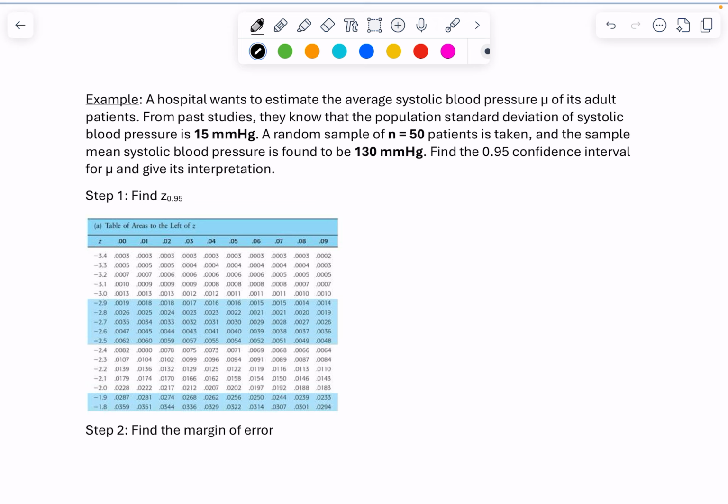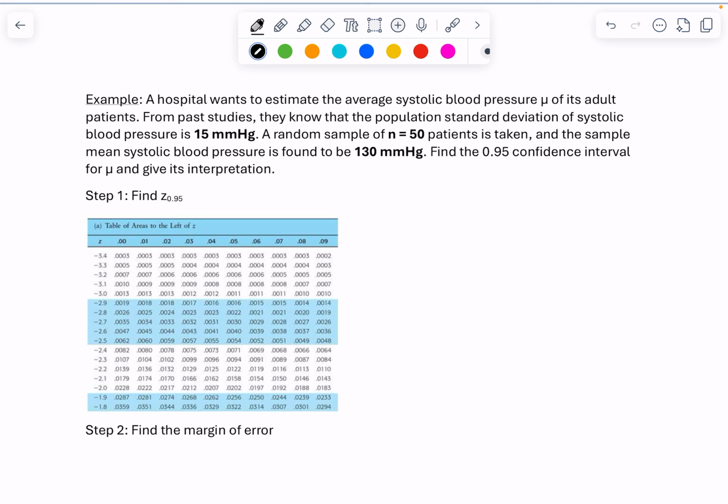Here they want us to find a 95% confidence interval for the population mean and give its interpretation as well. So the first step that we're going to do here is calculate our critical value of z sub 0.95, where our confidence level here is 0.95.